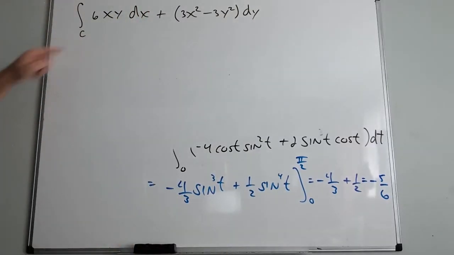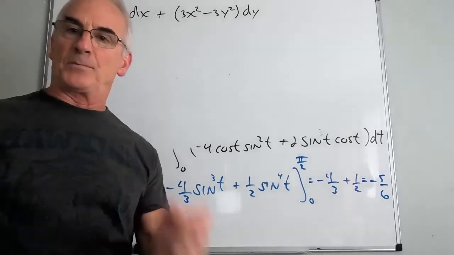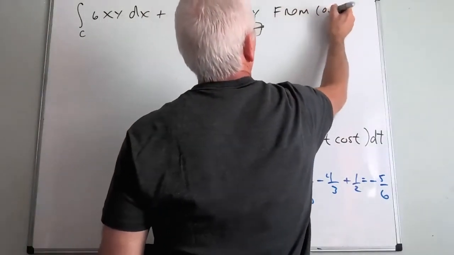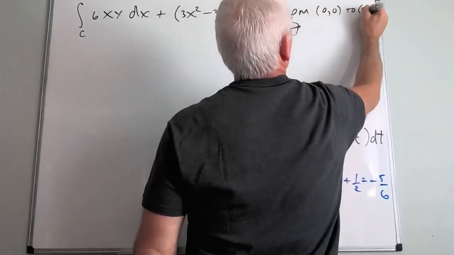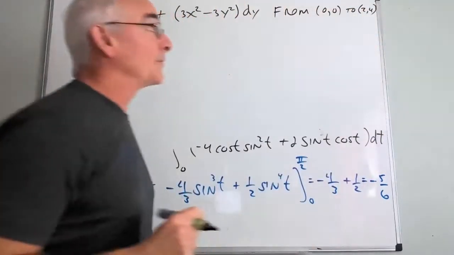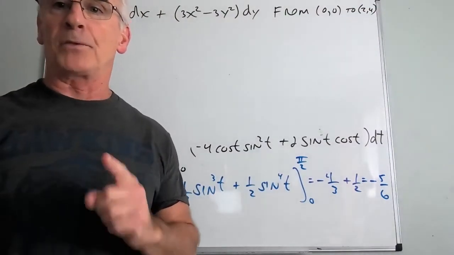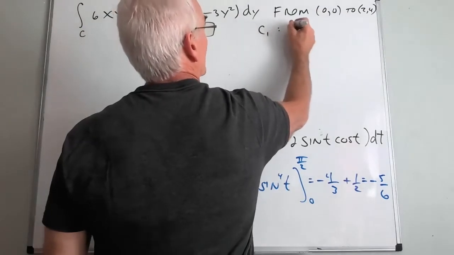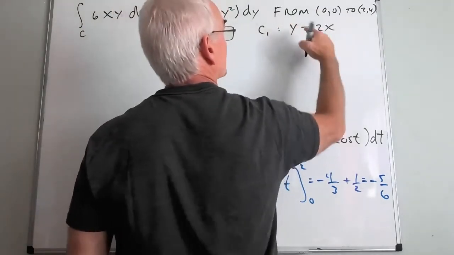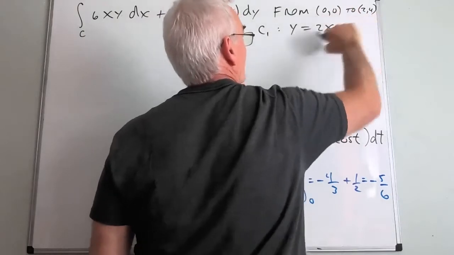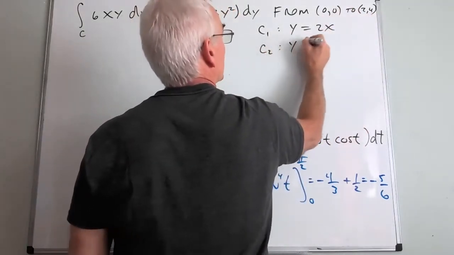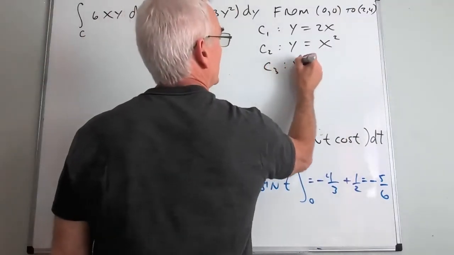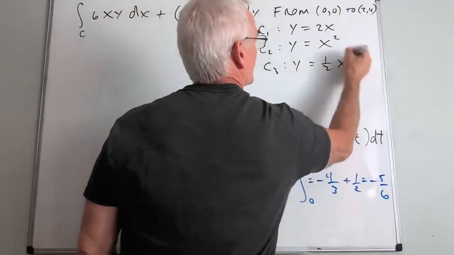over the path c. But I'm going to give you 3 different paths. Okay, we're going to say from 0, 0 to 2, 4. But we're going to do 3 separate paths. The first path, called C1, is going to be along the line y equals 2x. Quick check, right? 0, 0, 2, 4. My second path is going to be along the parabola y equals x squared. And my third path is going to be along the cubic.